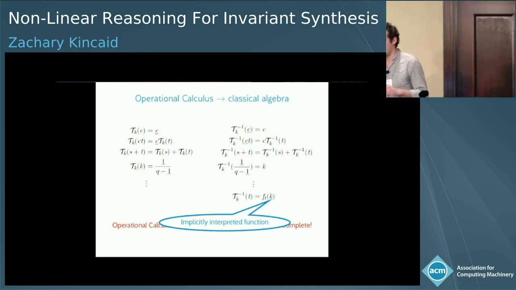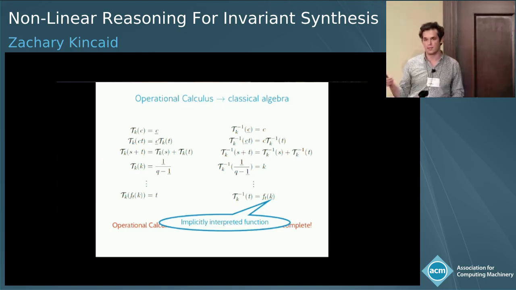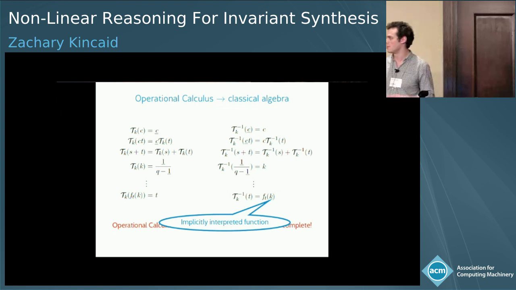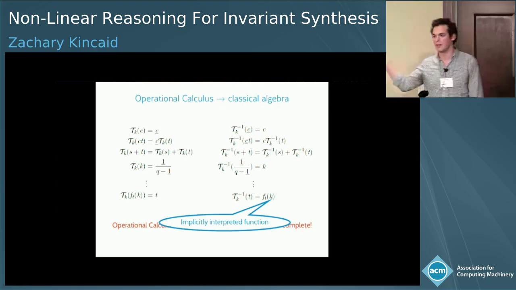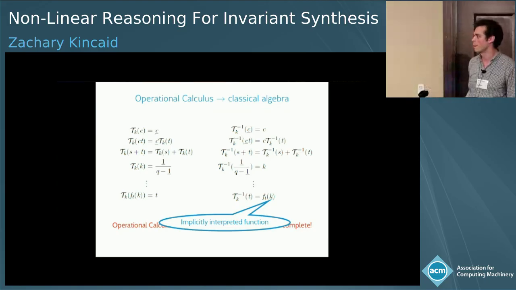This isn't uninterpreted, it's implicitly interpreted. There is an interpretation of this function, it just lies in the operational calculus world rather than the algebra world. And the practical effect of that is that we can extract recurrences that involve these operational calculus function terms, and we can translate those back into operational calculus just by remembering where that function symbol came from and translating back to the operational calculus.